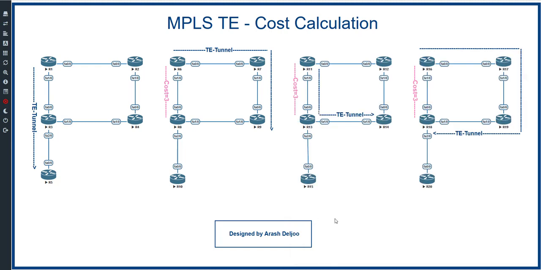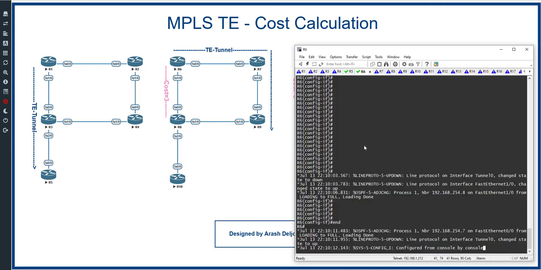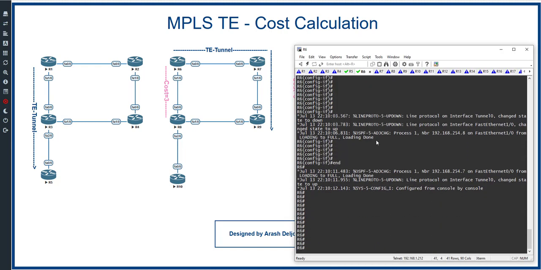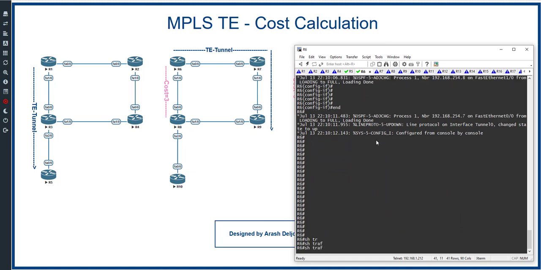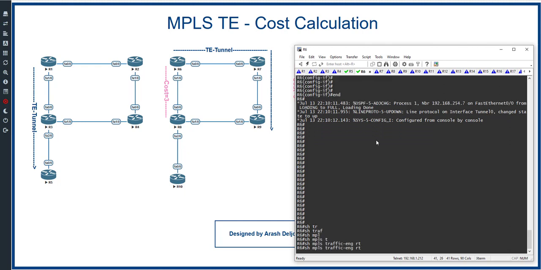Look at here. This is our scenario. First we need to verify the status of the tunnel in the router 6. Show traffic engineering, for example, or we can use show MPLS traffic-engineering tunnels.